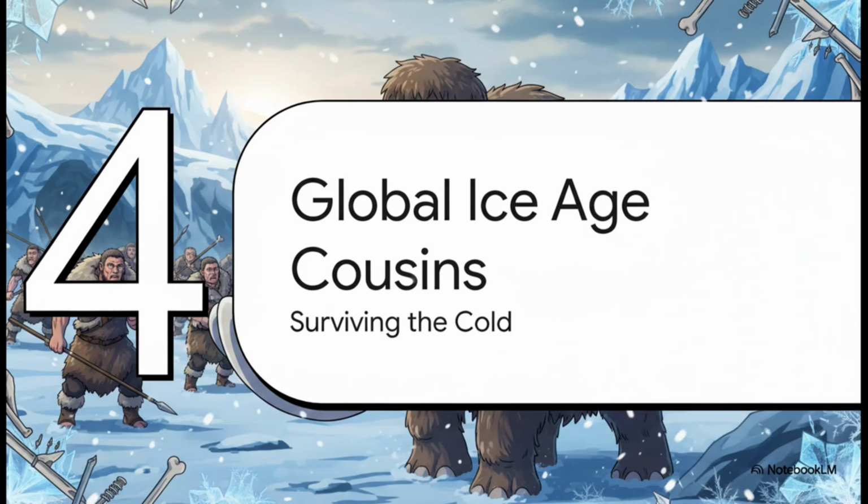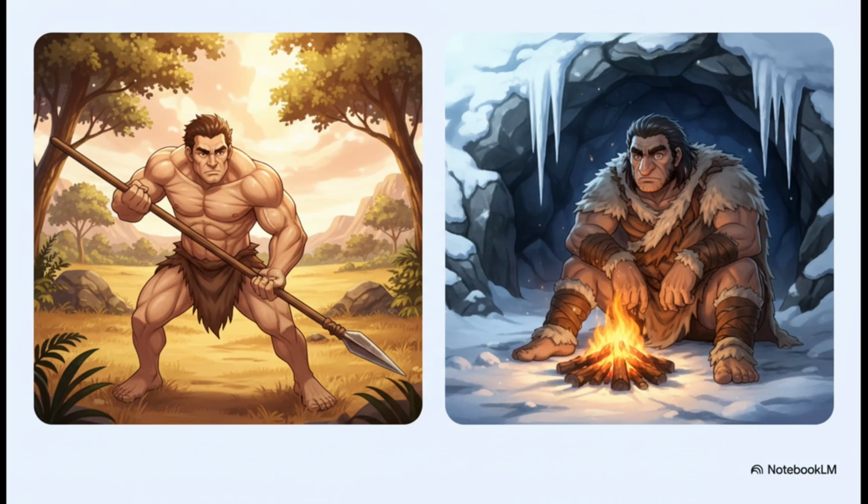That brings us to Chapter 4, the Global Ice Age Cousins, Surviving the Cold. While some branches of the family got specialized for island life or tough root diets, others had to adapt to some of the absolute most brutal climates in Earth's history. The really crucial point here is just how perfectly these cousins adapted to their environments.